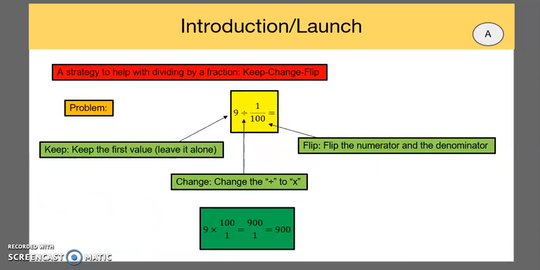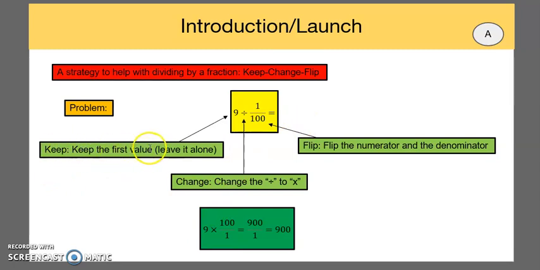And when we're looking at dividing by fractions, I'm going to show you a strategy that you can use to help you make this problem a little bit easier. The strategy to help with dividing by a fraction is called keep, change, flip. So what I'm going to do is I'm going to show you an example, and on the bottom in the green is how we're going to change the problem with keep, change, flip using these strategies to then get our answer. So the first thing we're going to go through is keep.